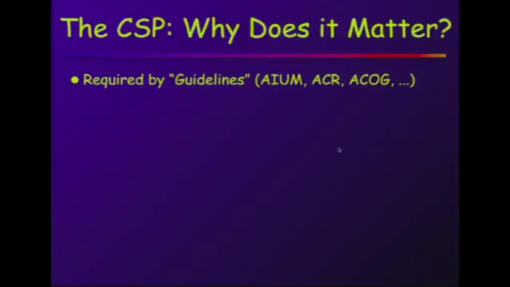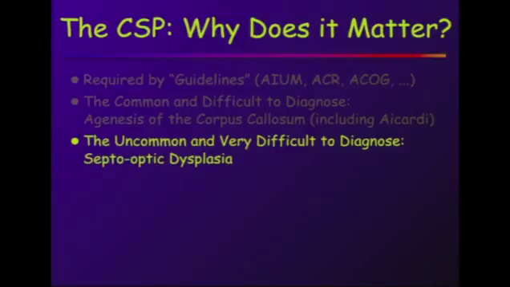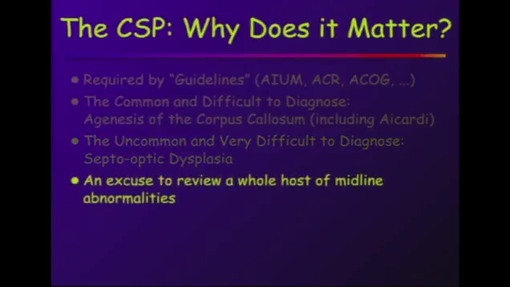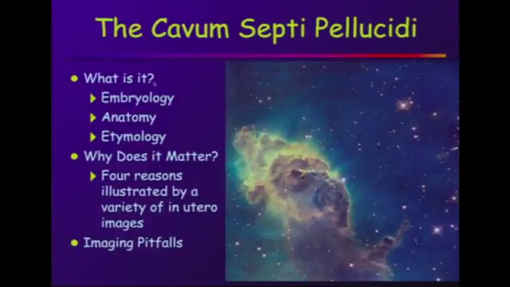So why does it matter reviewing the 4 reasons? Number 1, we have to do it by the guidelines. Remember, those are de facto standards. Number 2, and most importantly, the common and difficult to diagnose. This is one of the easiest ways to pick up agenesis of the corpus callosum. Number 3, uncommon and essentially impossible to diagnose entities like septo-optic dysplasia. We've had 4 of these in the last 2 years. And then number 4, it's an excuse to review a whole host of midline abnormalities, and we went through some cool embryology there.